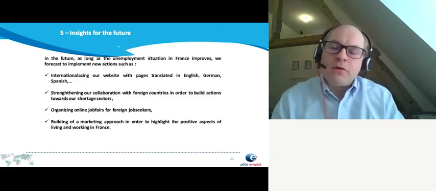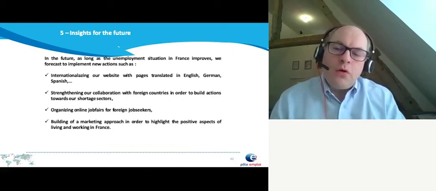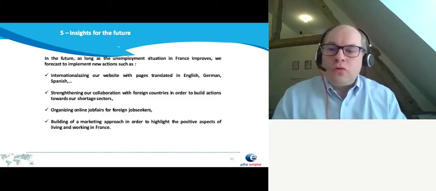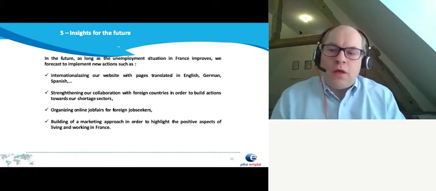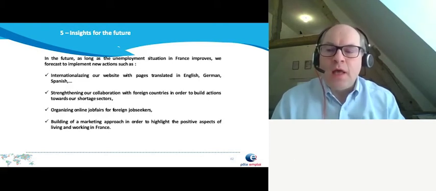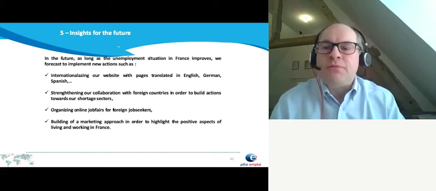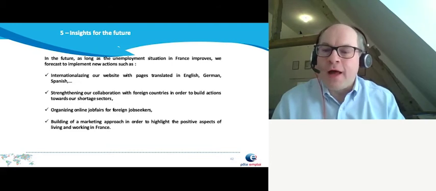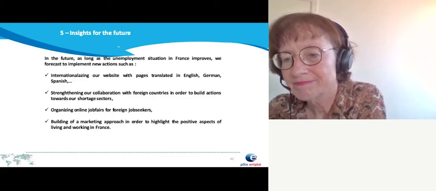These are the main actions that we can think about implementing, but you understand that this all depends on the evolution of the labor market in France, the evolution of the unemployment rate in France, because in a first phase, we need to focus mostly on French job seekers in order that they can find a job on our labor market. Thank you very much for your attention, and I'll be happy to answer your questions later.